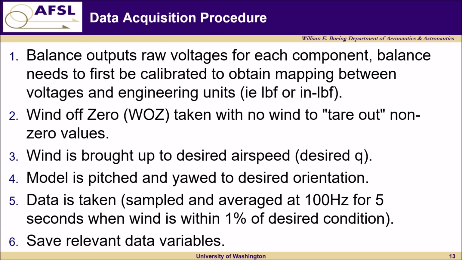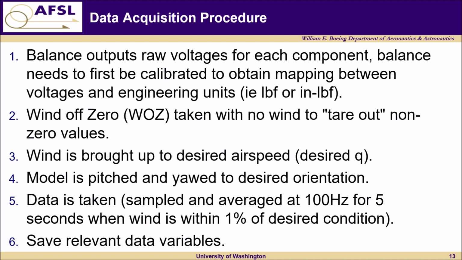So for example, it's common to hold the angle of side slip constant and then vary the angle of attack through a range of values. This is sometimes referred to as an alpha sweep. Now, a single alpha sweep might contain 10 or 20 data points. After you finish an alpha sweep, you might want to change the angle of side slip and then repeat the same alpha sweep.